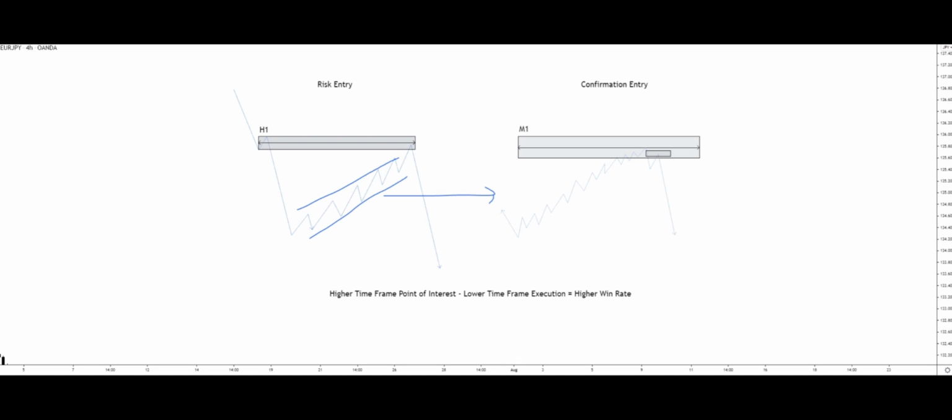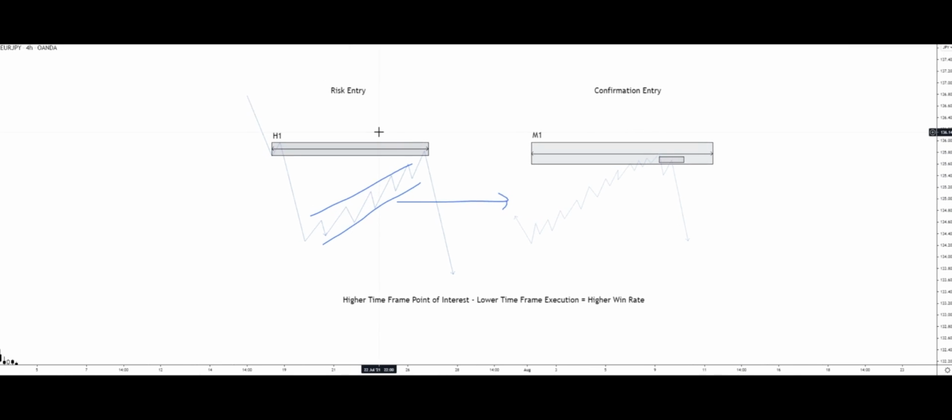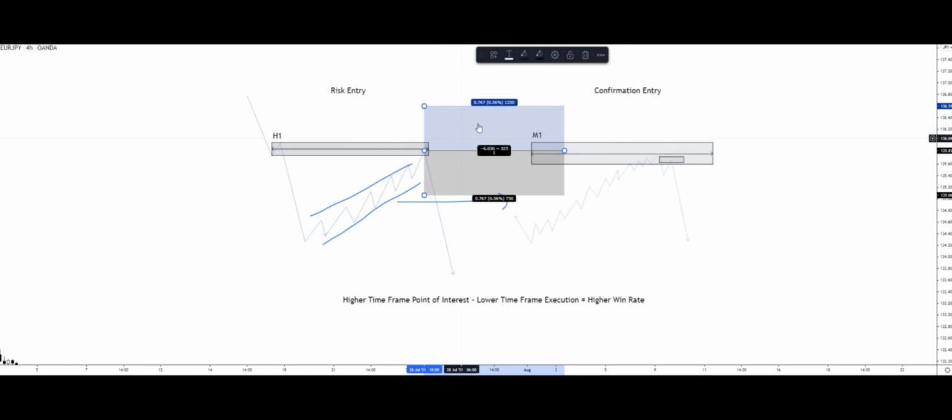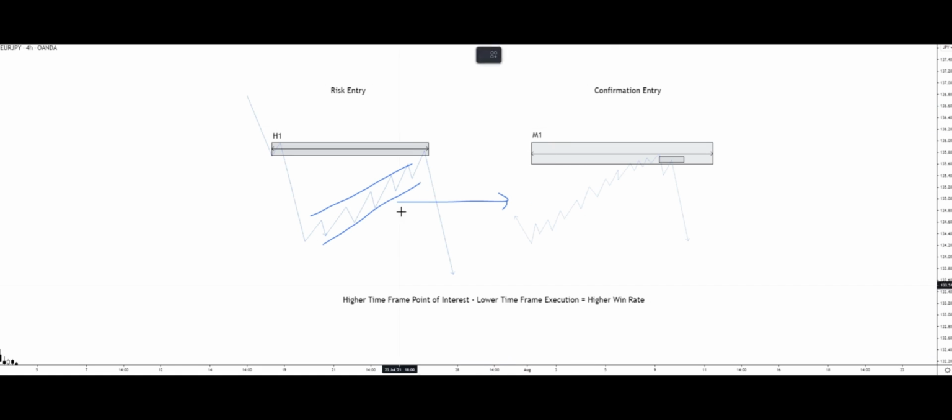Now they're both similar in terms of higher time frame point of interest. However, once price comes back to the point of interest, that's when you would go down to the 1 minute time frame or whatever time frame and look for your confirmation entry. Okay, so if we're on a H1 time frame here and we're looking to sell from this sort of supply zone, what price will do is it will create this complex pullback substructure, minor structure breaks, compression into our supply zone.